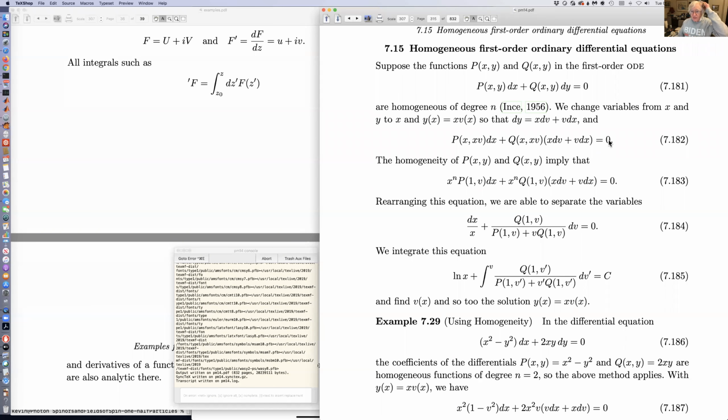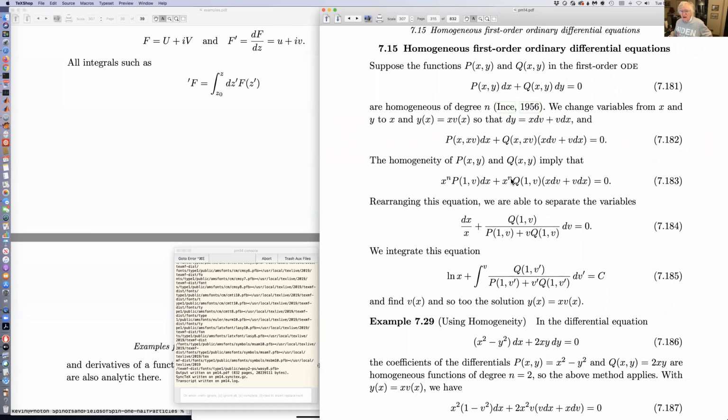So now, since p and q are homogeneous of degree n, this thing has to be x to the n, p of 1 and v, and this has to be x to the n, q of 1 and v. And we've chosen them to be of the same degree of homogeneity, so we can cancel the x to the n. And then this gives us this differential equation, which we can integrate to that.